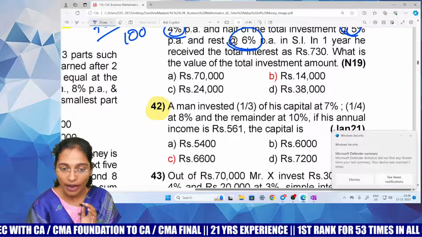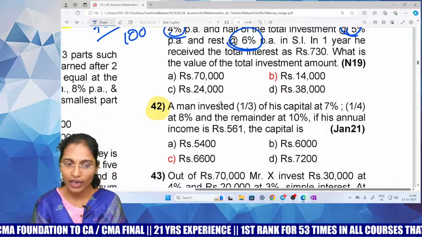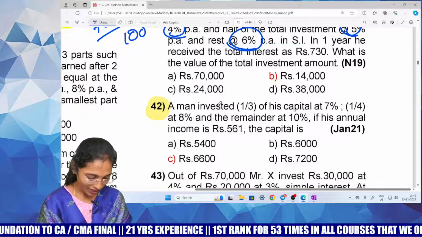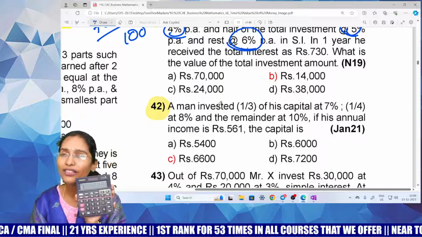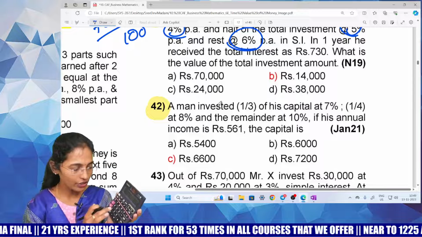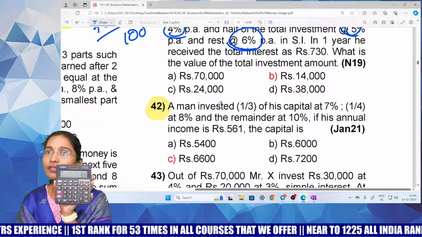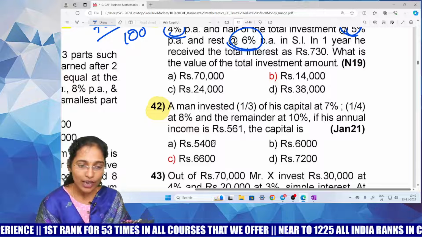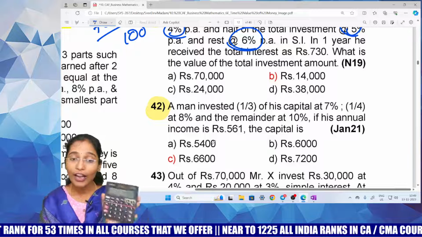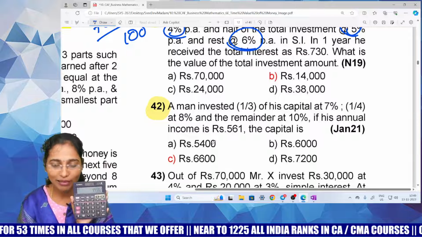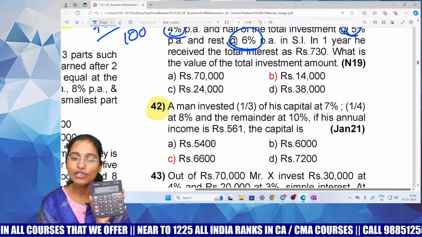Now I have option A as 5,400. First of all I need to calculate the average. Calculate the average of 7, 8, 10. I got 8.3 recurring. I'm not doing that much; I'm taking 8.33. So please calculate 8.33% of 5,400. I got 449 point something. But we need to get 561, which is not nearer, no?